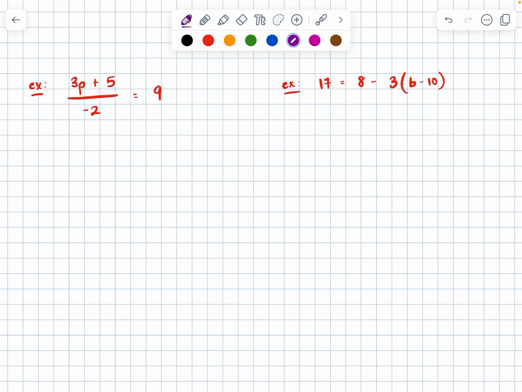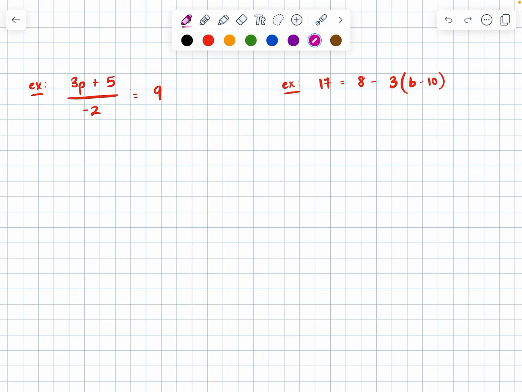So let's do it. I've got 3p plus 5 over negative 2 equals 9. Well, my opening move here, again, my temptation would be, oh, look, plus 5, inverse operations. However, there's something in the way of that plus 5 that's going to keep me from doing anything with it until it's gone. That is, of course, our fraction bar. Remember that fraction bars are grouping symbols, and I can't do anything with the numerator until that denominator is gone.